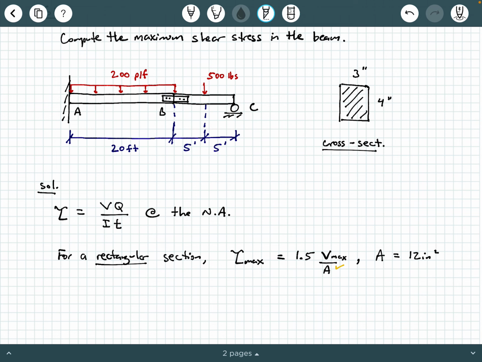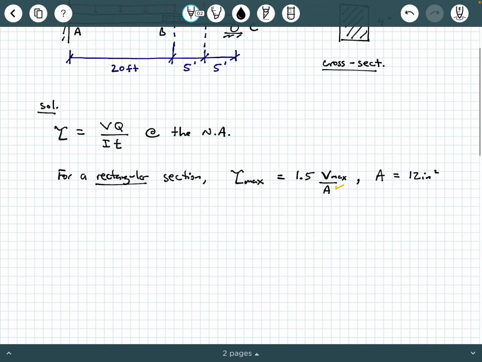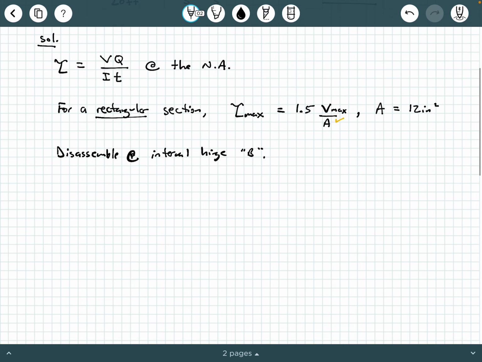So let's go ahead and draw the shear diagram for this beam. In order to draw the shear diagram, we first need to solve for external reactions, but before we do that, we need to disassemble at the internal hinge, all right? So let's go ahead and do that. Disassemble at internal hinge B.